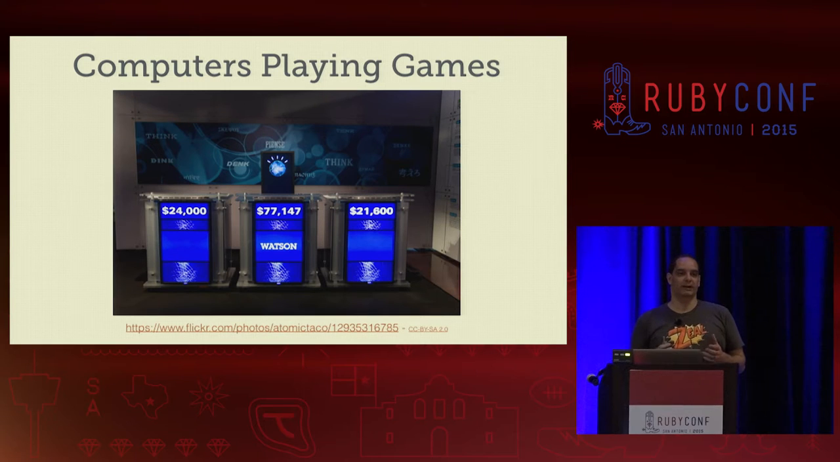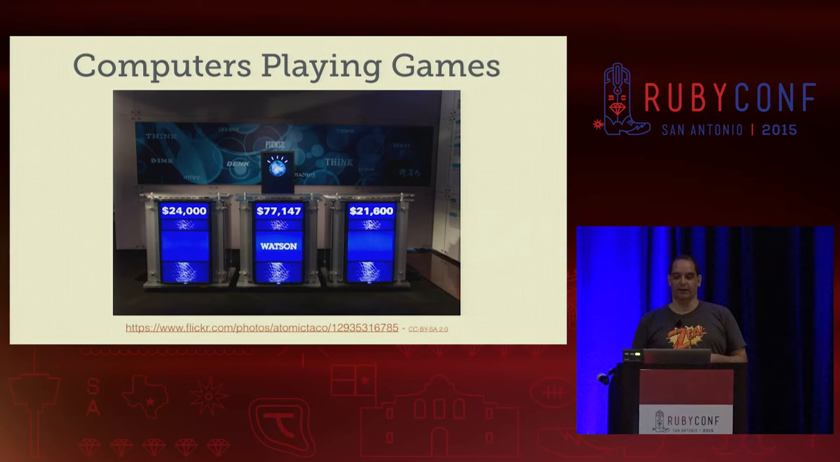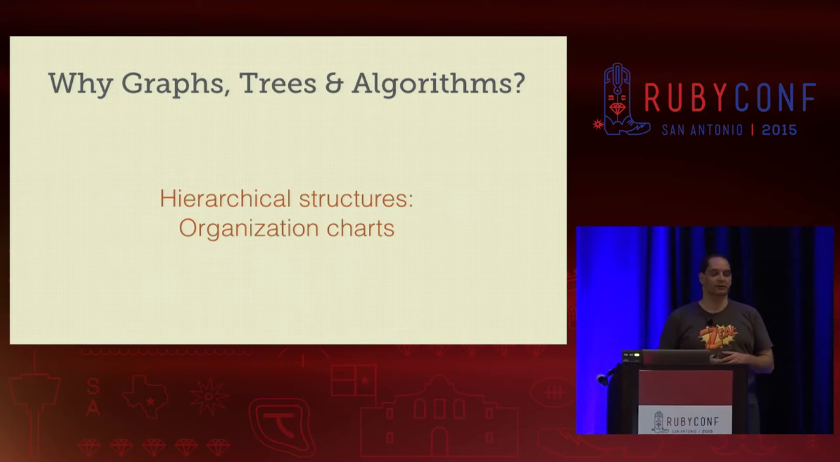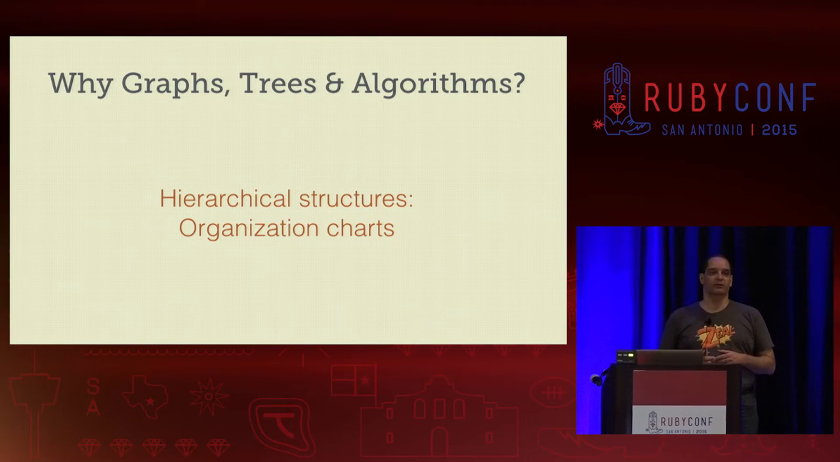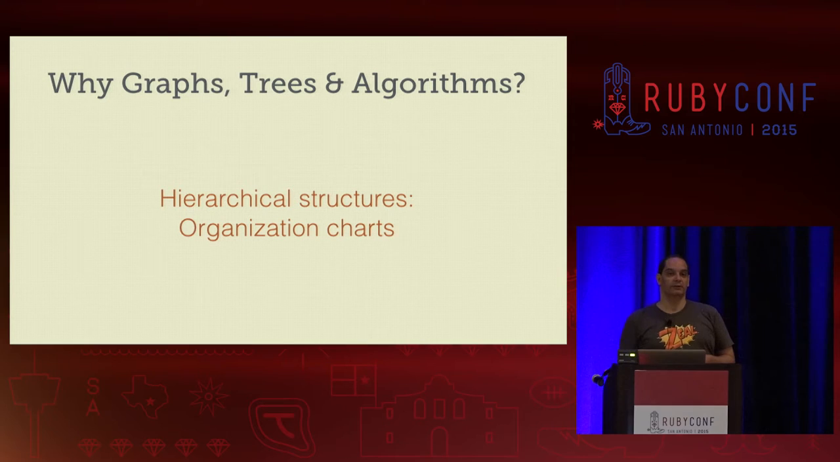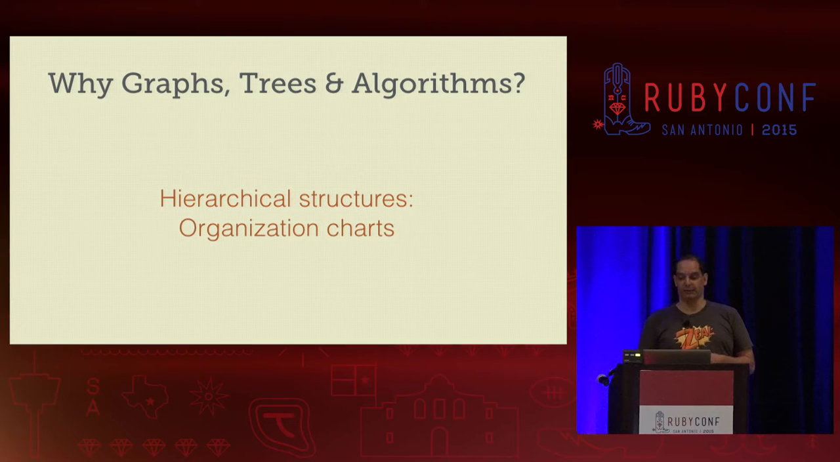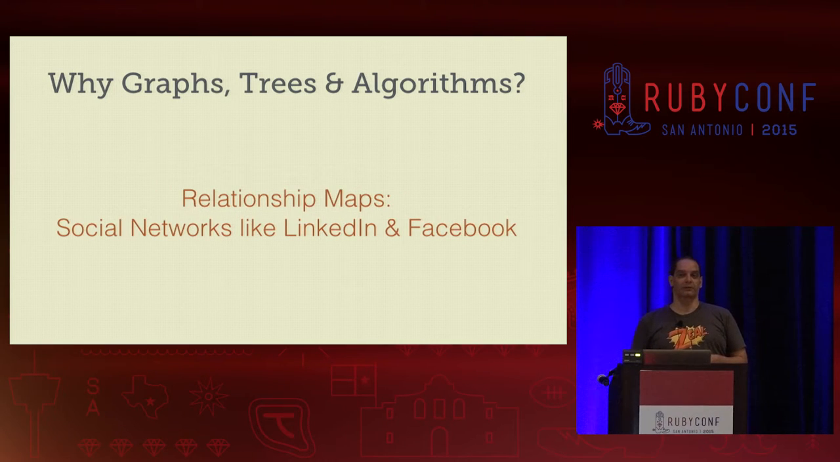A lot of what game playing involves are graphs, trees, and algorithms. So why would we care about those? Yeah, they're great for games, but what else? Well, we might have to represent hierarchical structures in our apps. I worked on a project 6 or 8 months ago where we had a hierarchical structure we had to represent and work with, and I was able to suggest one of these algorithms to solve a problem that people had with that. Relationship maps, like you are only two connections away from this person on LinkedIn, that's a graph. And there are algorithms for traversing those graphs.